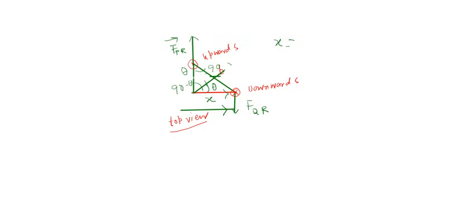So if this angle is theta, from this triangle you can see X is the side opposite the angle and B is the hypotenuse. So X by B will be equal to sine theta. So X will be equal to B sine theta. Therefore, the torque tau is the force multiplied by X.